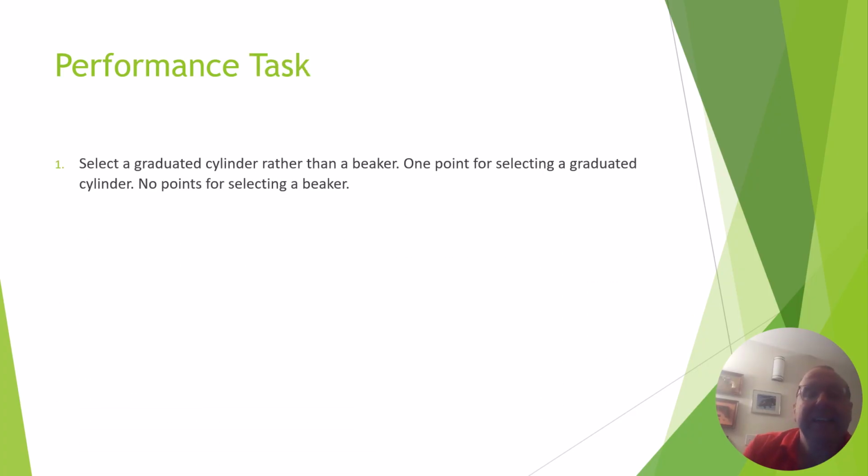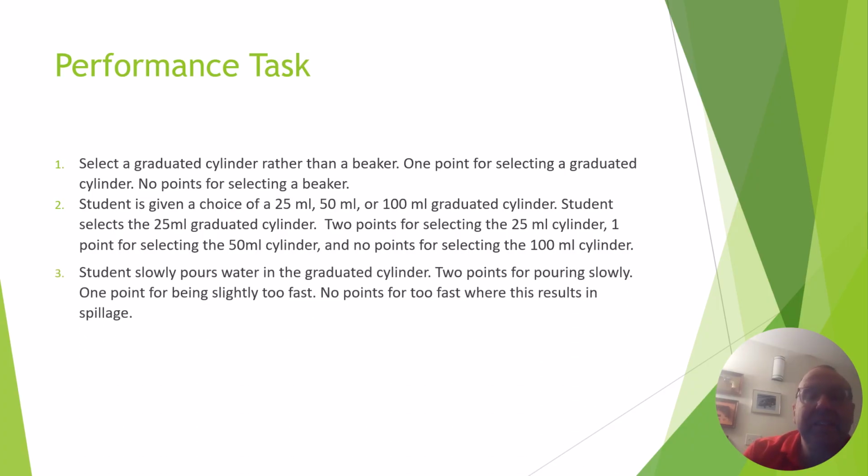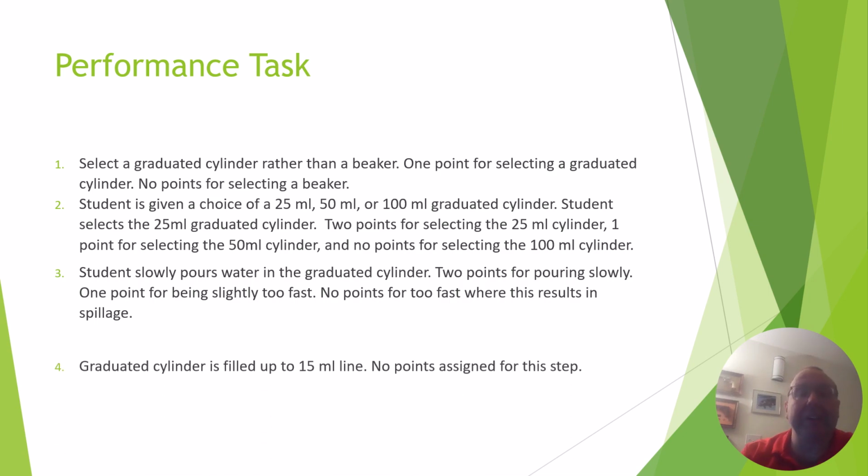Performance task: the student will select a graduated cylinder rather than a beaker, and will pick the smallest of the graduated cylinders because that's the most accurate. And slowly pour water. I know, how slow is slow and how fast is fast? That's subjective. Rubrics are supposed to eliminate subjectivity. They don't do it completely. However, the demarcation of the student skills is a good indication if they pour too quickly.